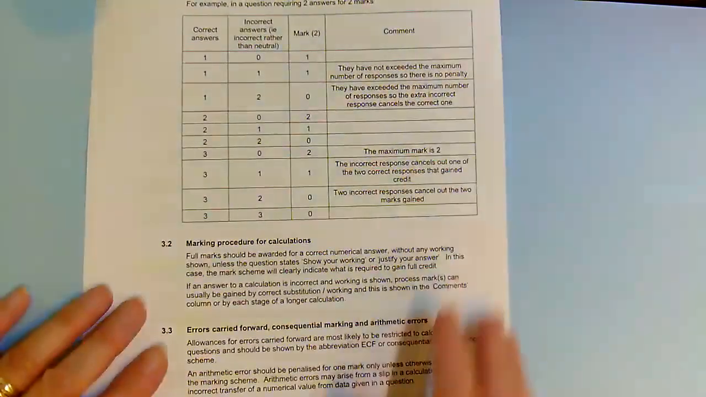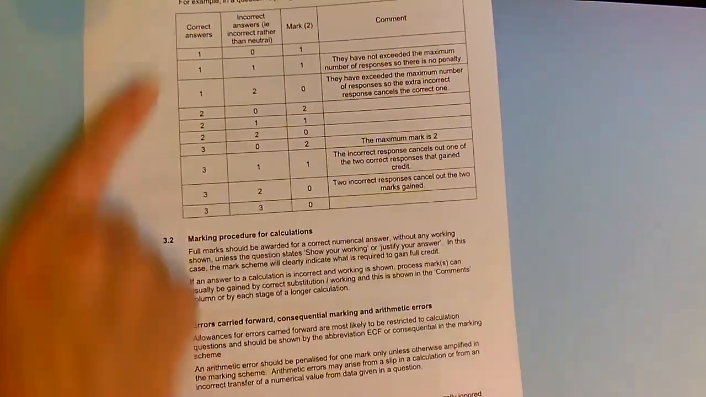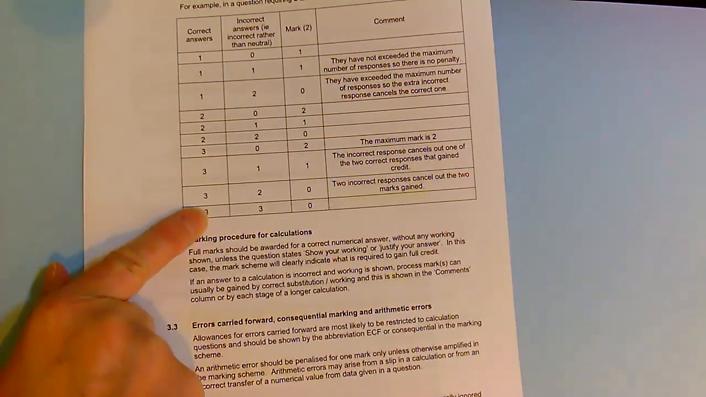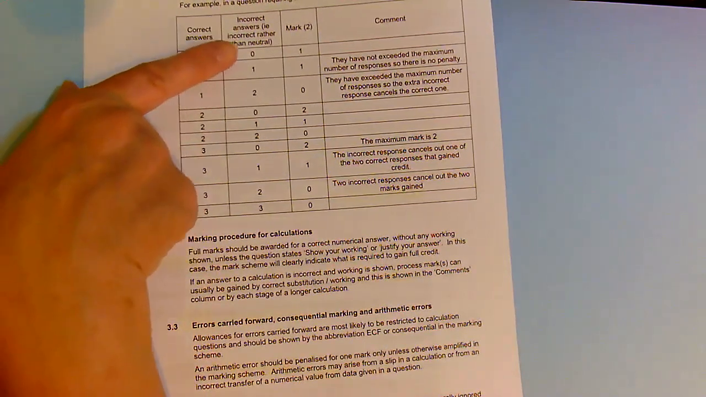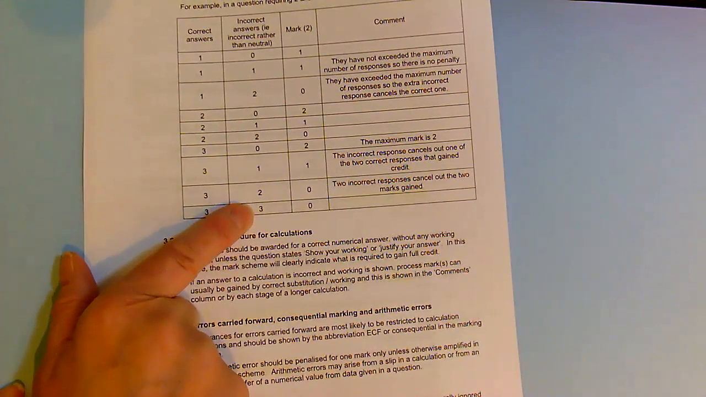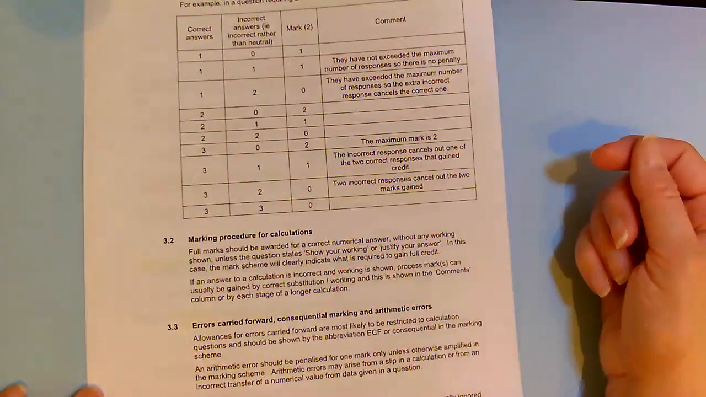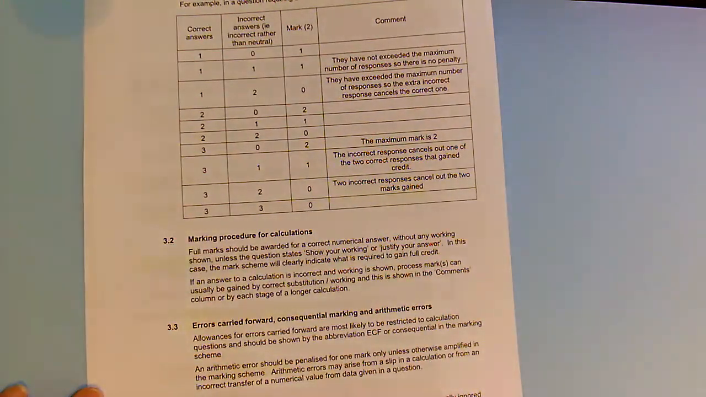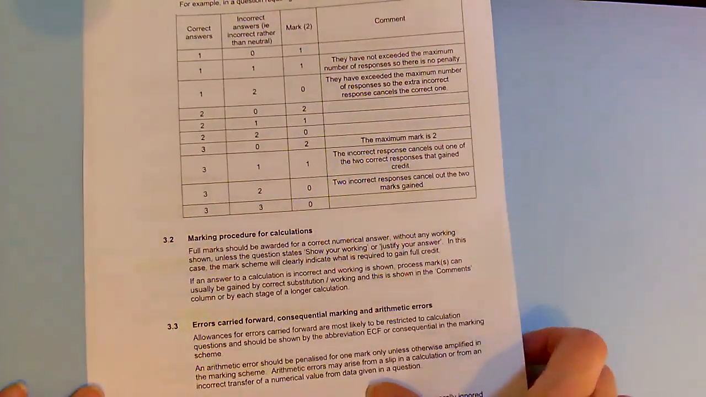And this table here just shows you how the list principle works. So if these are the correct answers, or the marks for the correct answers, and you give that many correct answers, and then these are the incorrect answers that you give alongside it, then these are the marks that you're going to get. Okay, so you can have a look at that yourself.